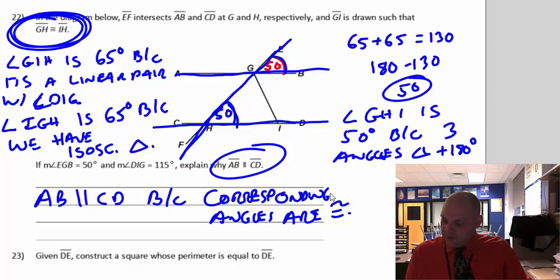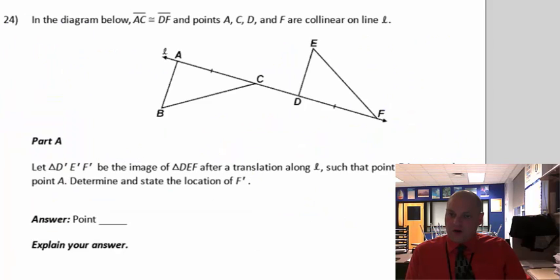All right. So we have another construction on 23. 24, pretty simple. For 24, this is the image. Okay. D prime, E prime, F prime is going to be the image of DEF after translating along line L such that point D is mapped onto point A. So watch what happens. If point D slides over to point A, what's point F going to do? Well, point F is going to slide over to point C if you do a translation. So it's going to be point C.